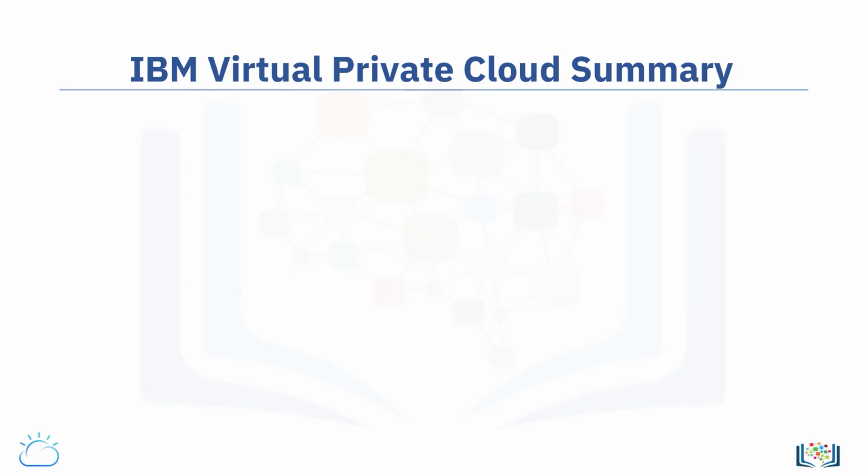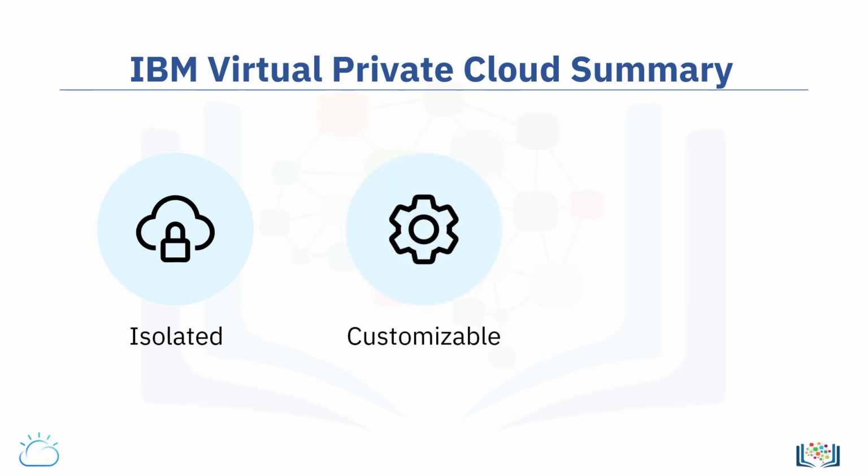Let's summarize what we've learned. A virtual private cloud is a secure, isolated private cloud within a public cloud. The IBM Cloud Virtual Private Cloud service is very customizable in terms of networking, security, compute, and storage aspects. Lastly, there is a Generation 1 and Generation 2 virtual private cloud. Generation 1 offers more options for regions and security, but Generation 2 has higher networking speeds and provisioning times.